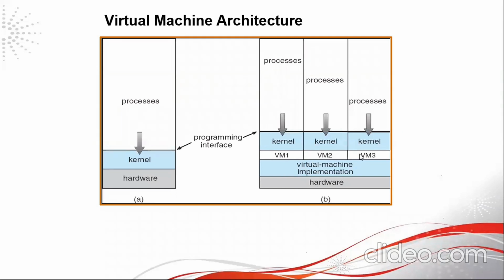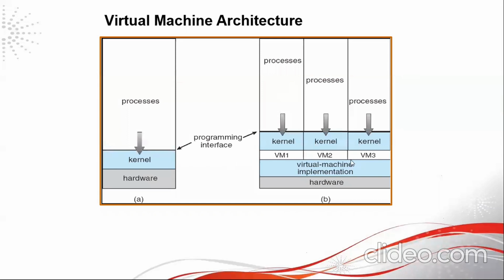So how many machines are made in the diagram? 3 machines are made. Each one will have memory. Suppose you have virtual machine 1. It will have its own memory. It will have its own processor. Then the second is the same and the third is also the same. Likewise, they will execute. Here user 1 will execute, here user 2 will execute, and here user 3 will execute. So from a single machine, we are creating three machines, which is called a virtual machine.